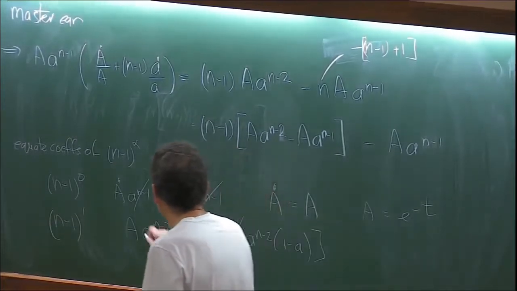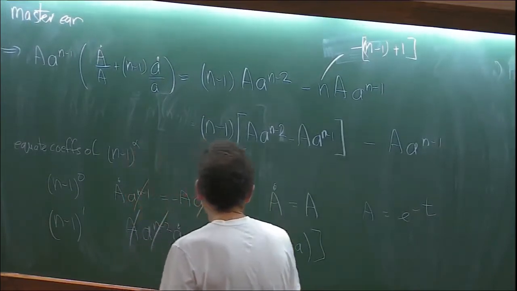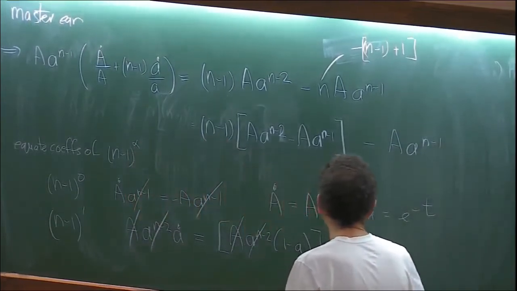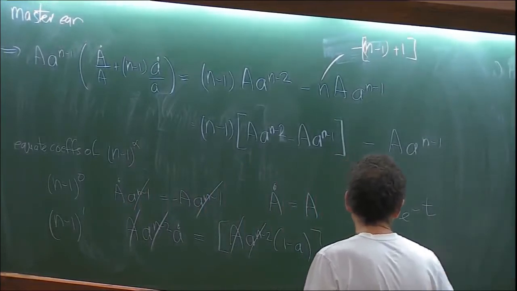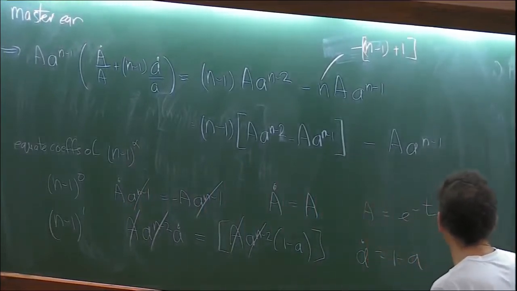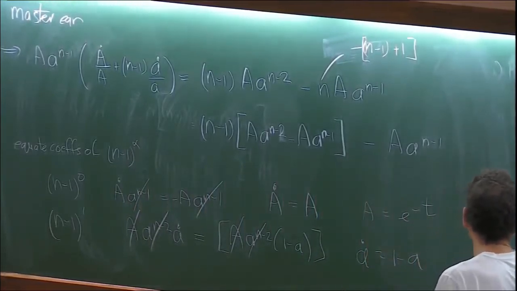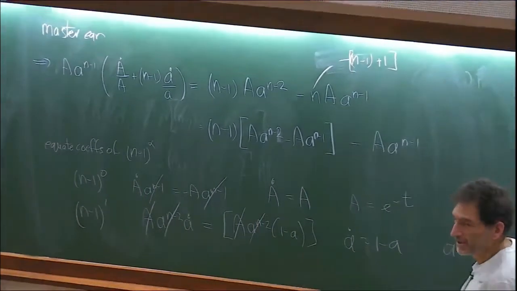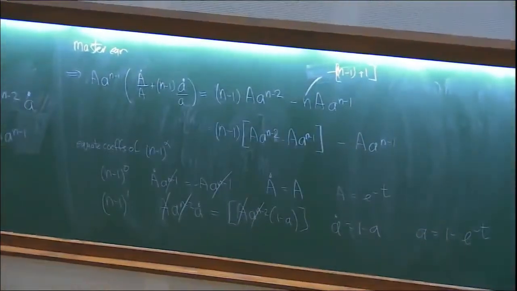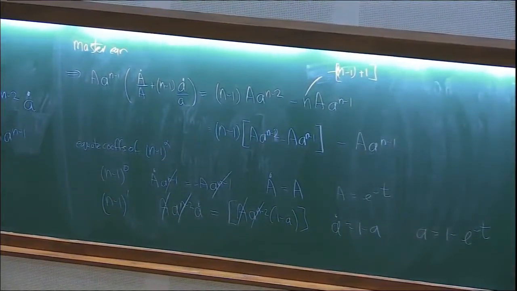And so the a's to the n minus 2 cancel, and I just have little a dot is equal to 1 minus a. And even I can solve this equation: a is equal to 1 minus e to the minus t. And then we get our answer. So when this works, it works like a charm. And I just want to point it out because it's a really cool technique.